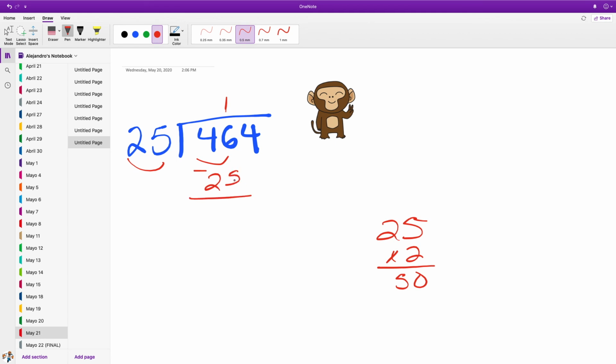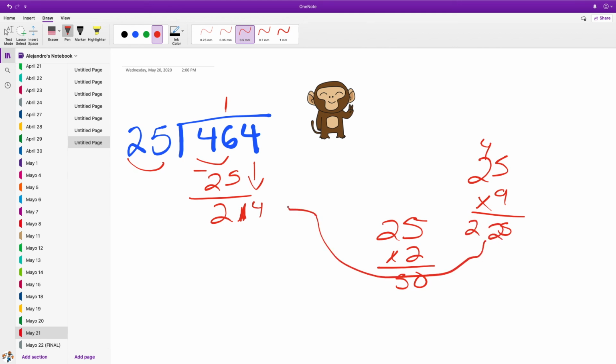Subtraction, 6 minus 5 is 1. 4 minus 2 is 2. Yes, we got it right, because 21 is less than 25. And we bring down the last digit. So how many times can we put the 25 in 214? Okay, let's go ahead and take a guess. What will be a good guess from 1 to 9? I will say maybe 9. 9 times 5, 45. 9 times 2, 18. 18 plus 4, 22. No, guys, 225 is not gonna work, because that's more than 214.